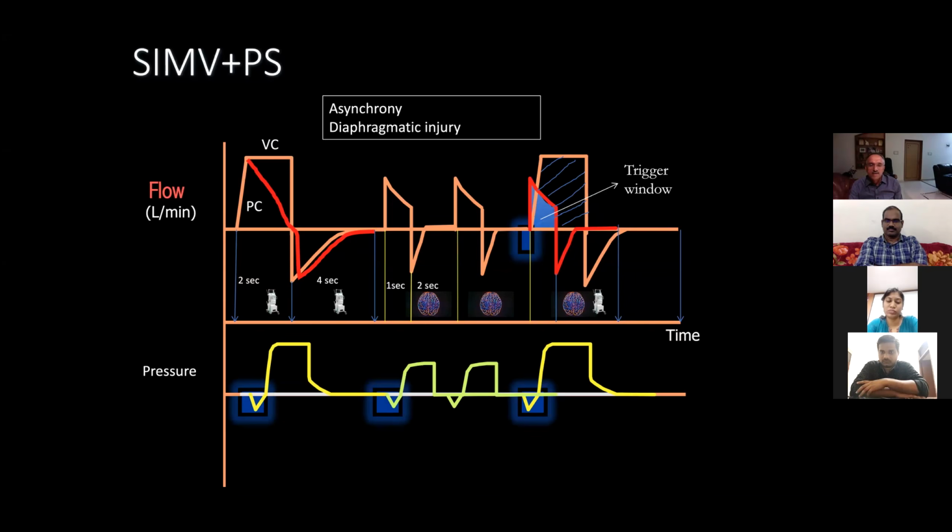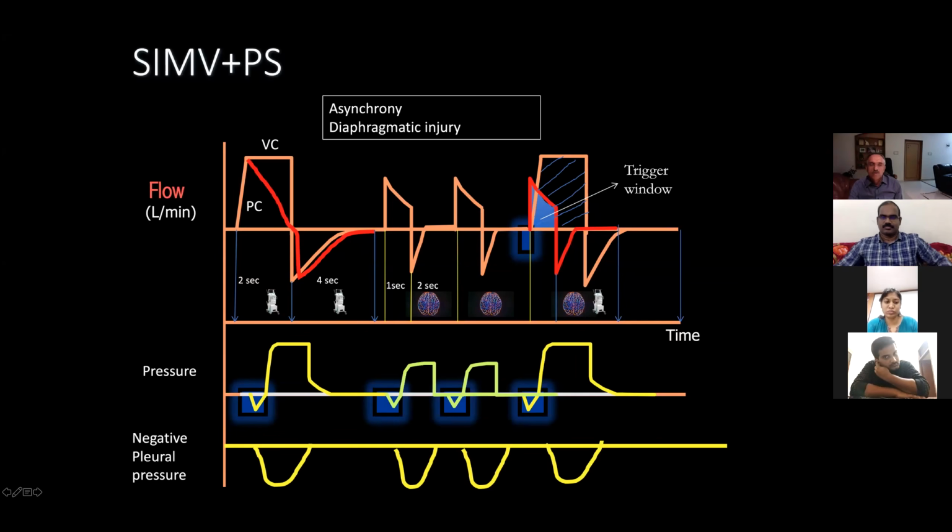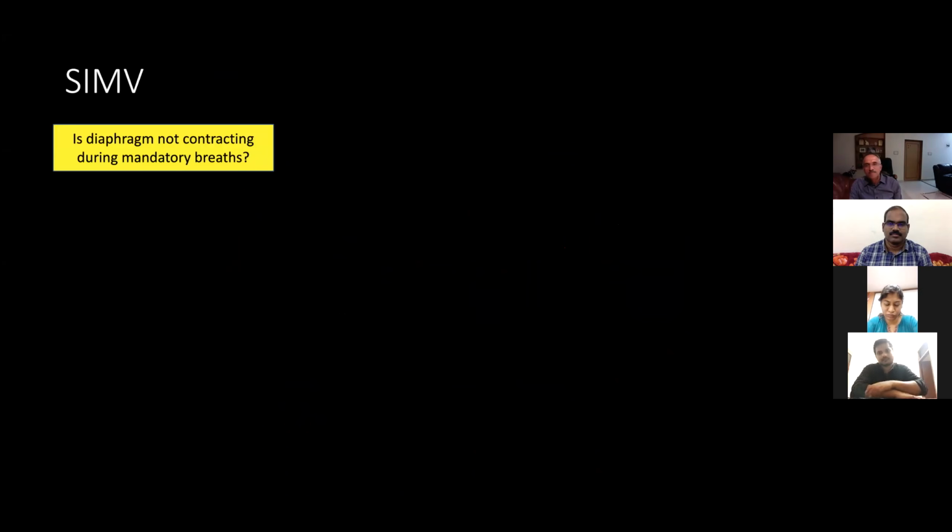See here, his diaphragm is contracting during the mandatory breath also. It will not stop. Why would it stop? How does it know? The mandatory breath comes now, but it doesn't stop. Is the diaphragm not contracting during mandatory breaths in SIMV, or is it contracting? It continues to contract. So there is injury and there is no decreased work of breathing. Is that understood? So what is the advantage of using SIMV? There is absolutely no advantage.